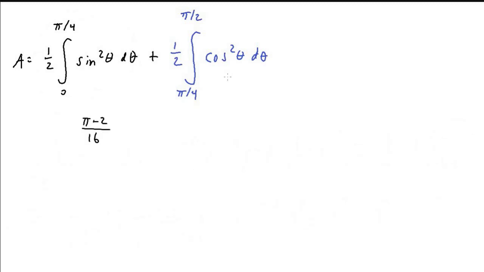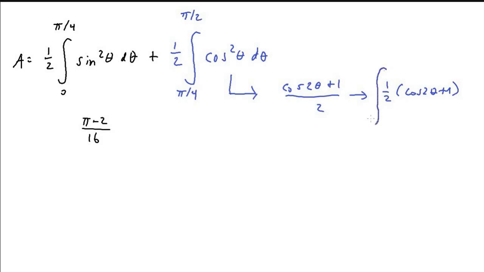So now in order to find the integral of cosine squared, we need to change it like sine squared so that it's easier to integrate. So cosine squared of theta is going to be equal to cosine of 2 theta plus 1 over 2, or the same thing as 1/2 times cosine of 2 theta plus 1. And so when we take the integral of that, the 1/2 is a constant, so I can bring it outside, and we have 1/2 on the outside as well. So then we can rewrite it as 1/4 times the integral, this time from pi over 4 to pi over 2 of cosine of 2 theta plus 1.